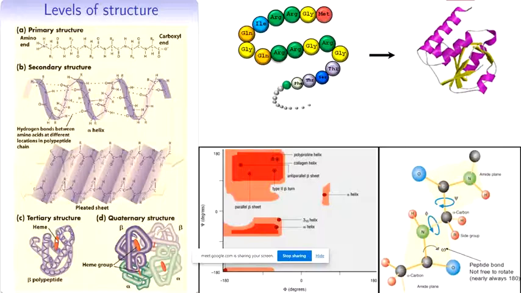But sometimes proteins are not made up of a single chain. They are made up of multiple chains. For example, hemoglobin. How many chains does hemoglobin have?